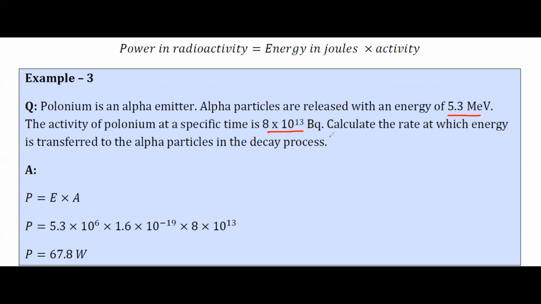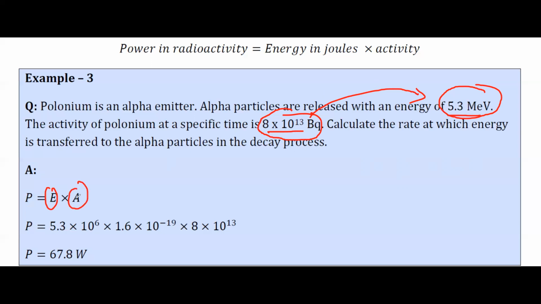So rate of energy transfer means power, and power is energy divided by time. When one alpha particle emission occurs, this energy is released. But every second 8 into 10 to the power 13 becquerel is the number of radiations emitted. So this whole activity will be multiplied by the energy of each, and we will get the total energy released every second. That's why we call this power.